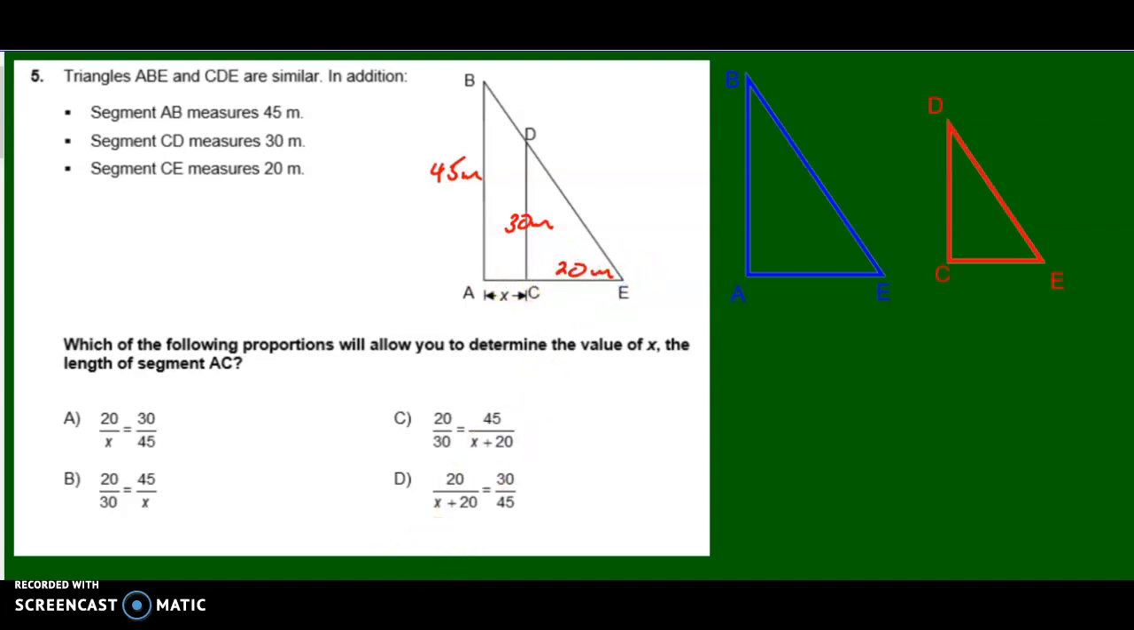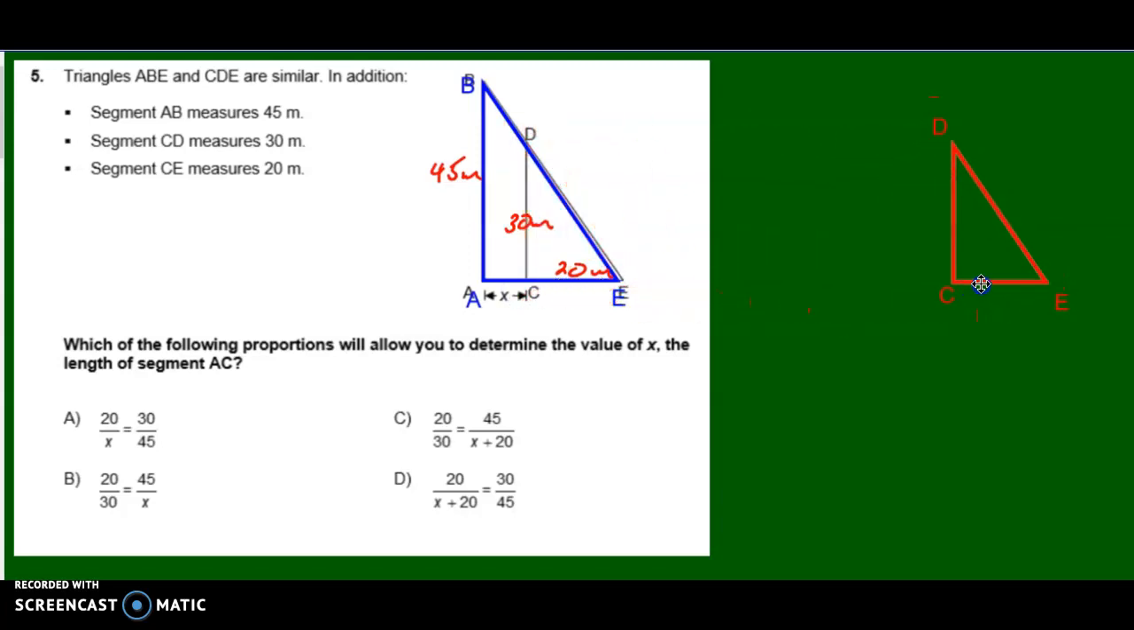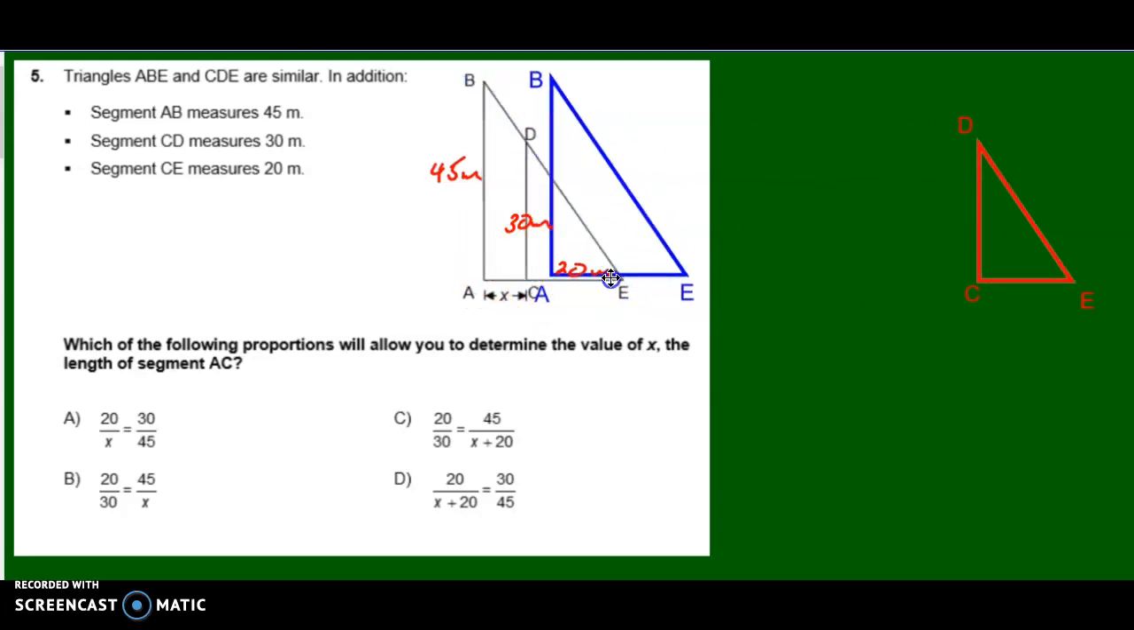So what I've done is, here are the two triangles. Here's the big one, here's the little one. If they're similar, it means they're proportional, so we can write proportions. We just take the corresponding sides. Let's do it like this: the big height over little height, big base over little base.